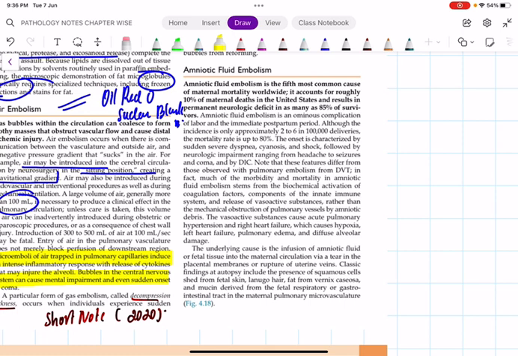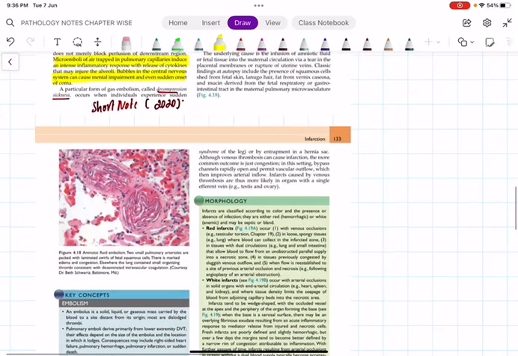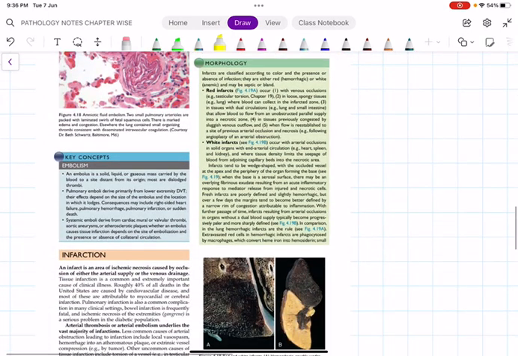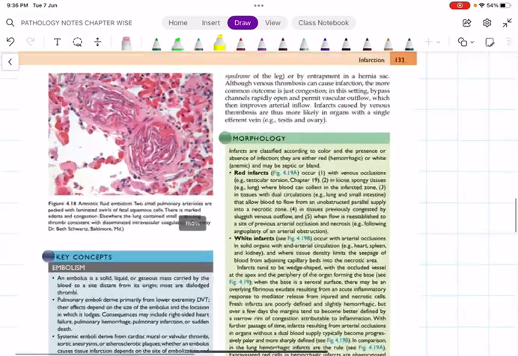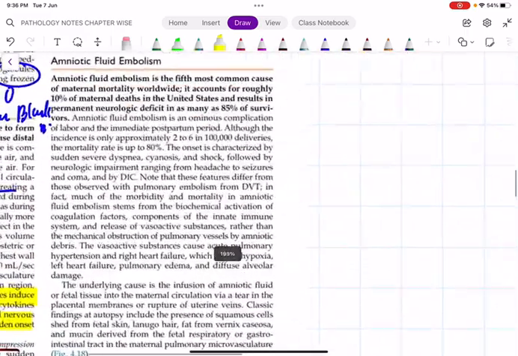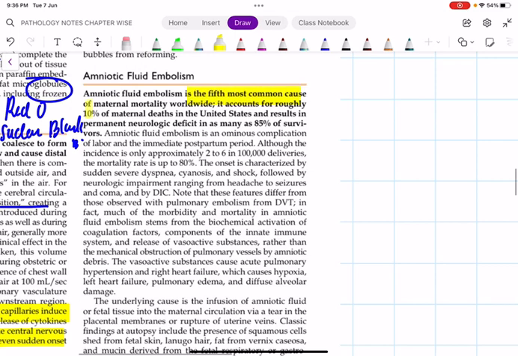Next, amniotic fluid embolism. This is not that commonly asked, but still for image-based MCQ questions. Remember, it is the fifth most common cause of maternal mortality, and one of the most important complications in the immediate postpartum period. The onset is characterized by sudden severe dyspnea, cyanosis and shock, followed by neurological impairment, which ranges from headache to seizures and coma, as well as disseminated intravascular coagulation.